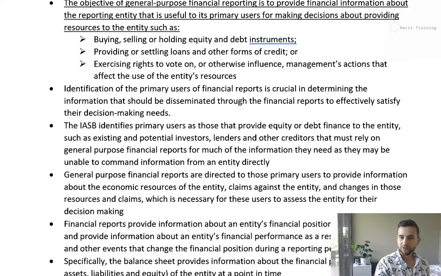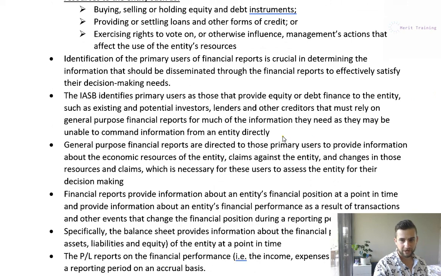So the identification of the primary users of financial reports is crucial in determining what information should be disseminated, because the purpose of it is to tell a story to the users, so we need to know who those users are, so we can make that information as concise and straight to the point and tailored to our audience as possible. And part of that is the distinction between general purpose and specific purpose financial reporting, which we'll talk about a little bit later. So the IASB identifies primary users as those that provide equity or debt finance to the entity, such as existing or potential investors, lenders, and other creditors, and so forth.